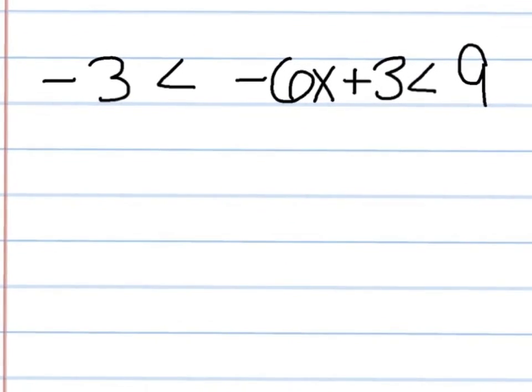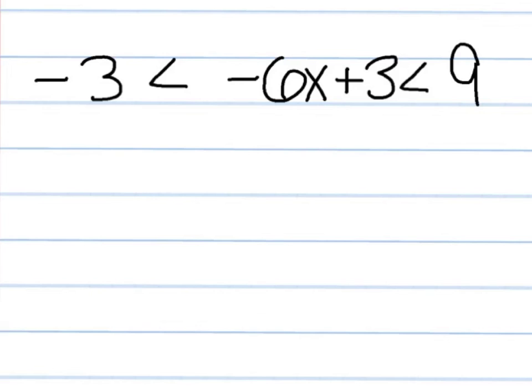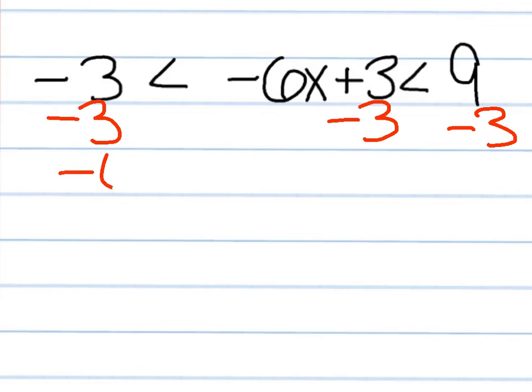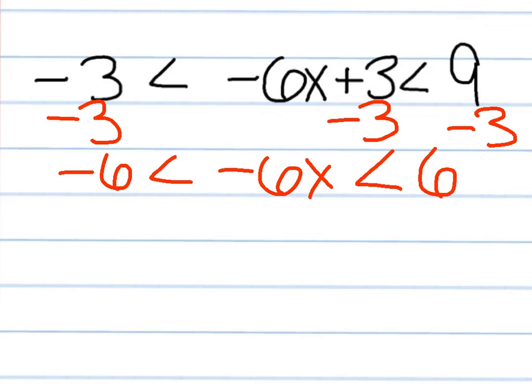Okay, for the practice problem, we want to work these out just like we were doing before. We want our x by itself. First thing we want to do is get rid of this 3, so we're going to subtract 3. If we do it to the middle, we need to do it to both sides. When we subtract 3 from both sides, negative 3 minus 3 gives us negative 6, which is less than negative 6x, which is less than 9 minus 3, which gives us 6.